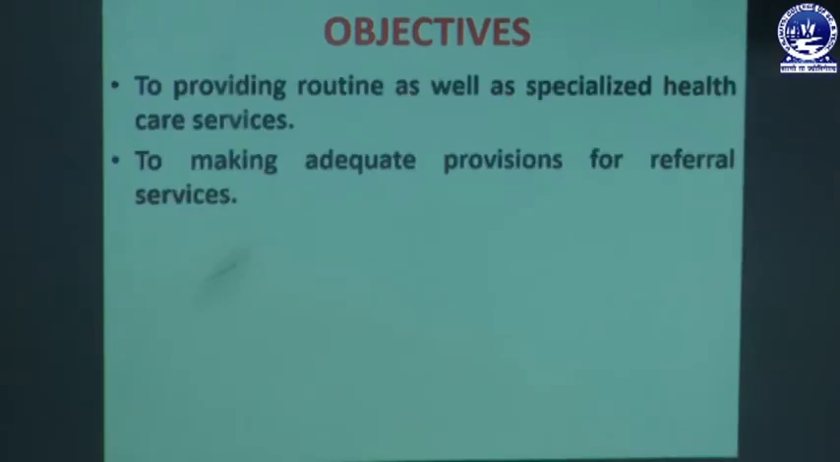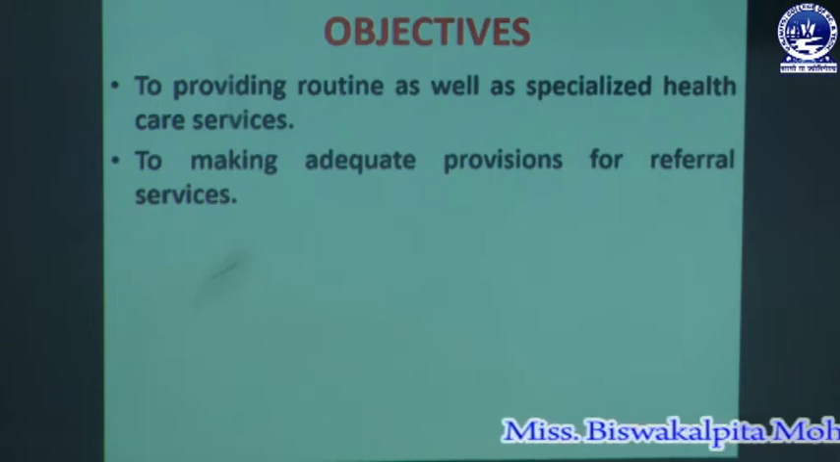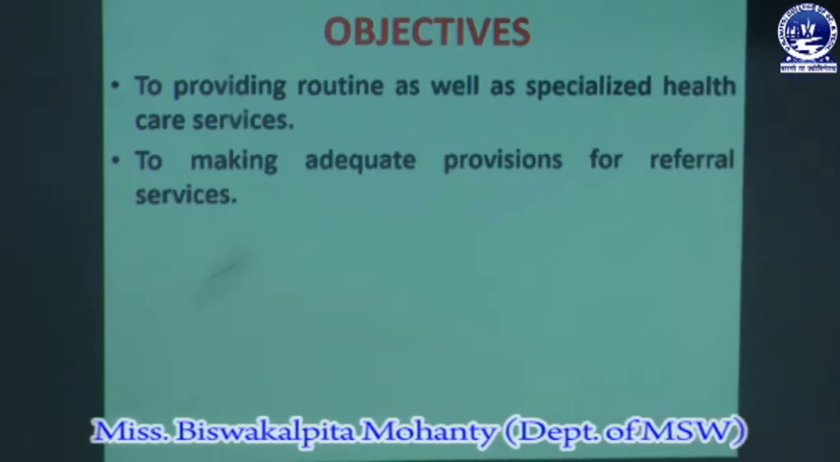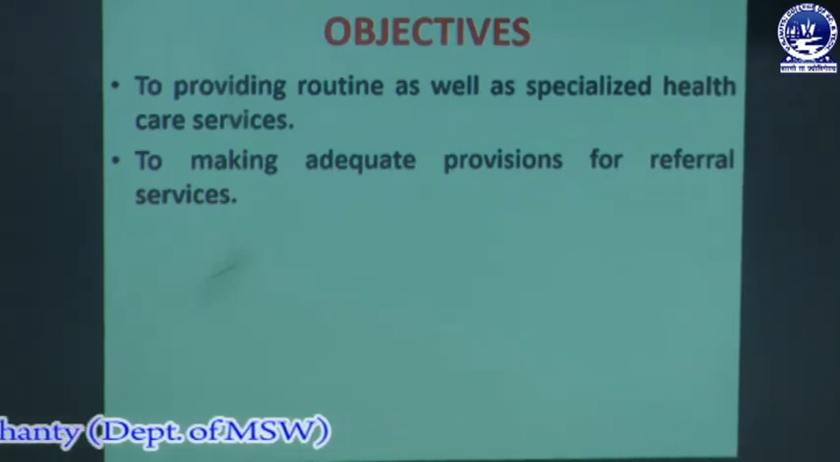And next are the objectives of community health center. What are the facilities? What is the major role of community health center in the community? To provide routine as well as specialized healthcare services. The health workers working in community health center have the objective of providing routine treatment or specialized healthcare services for those who need healthcare service, and making adequate provisions for referral services also.